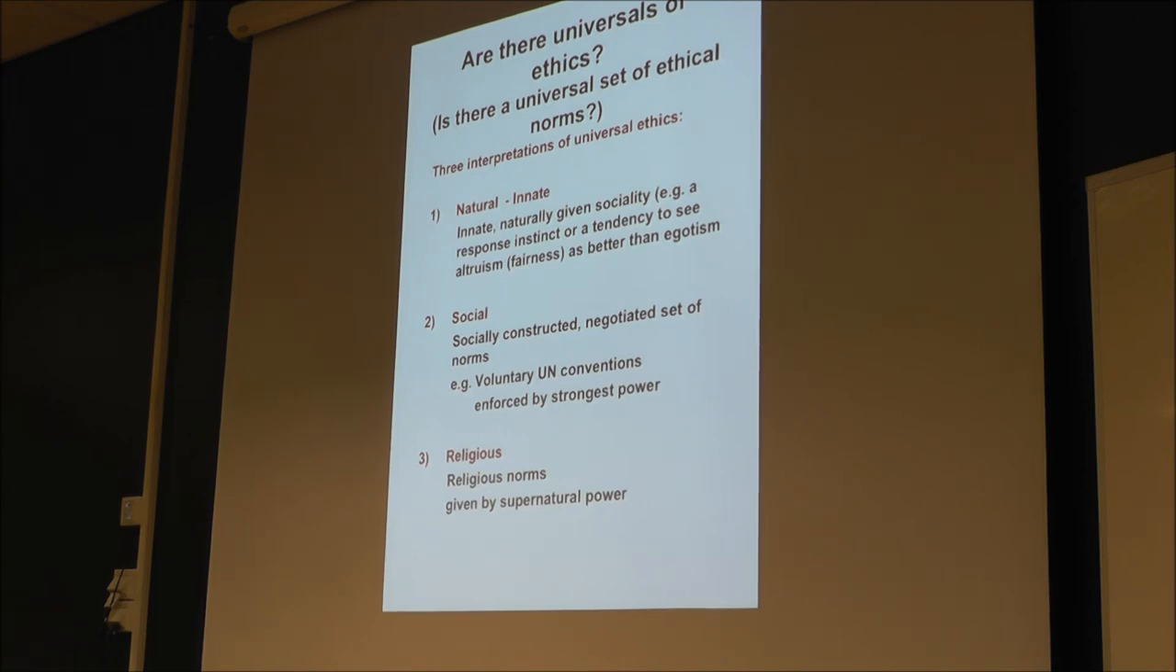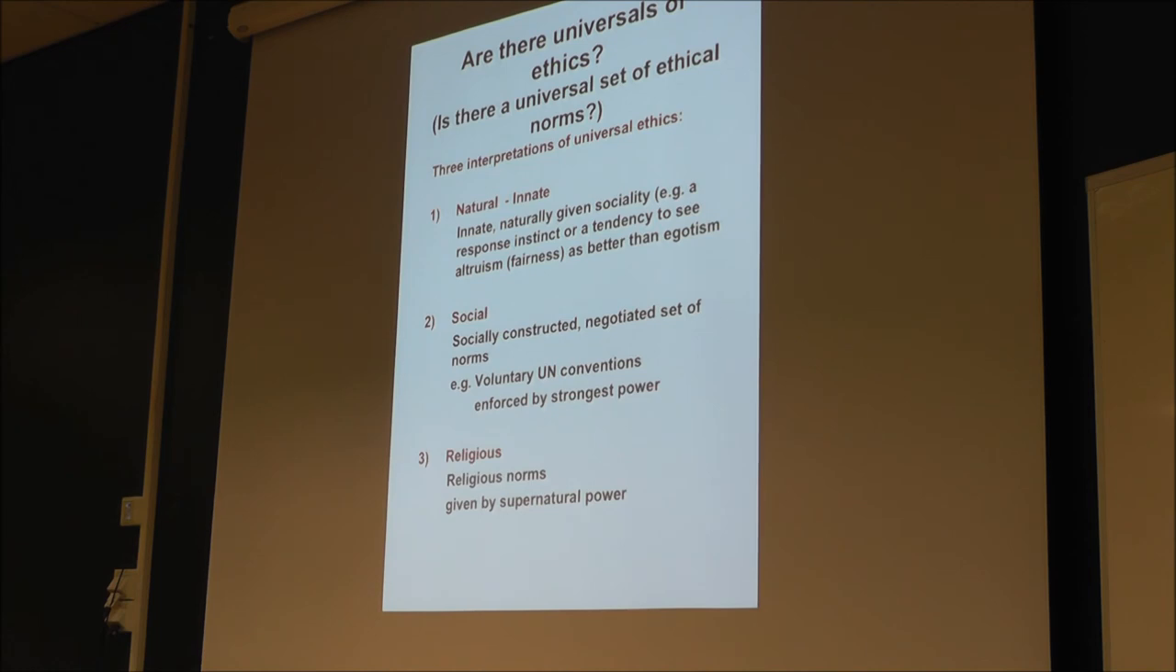Then option number two is to see universal ethics as something socially constructed. So we call together a meeting. We call representatives from all the 200 nations on earth, and we sit down and say, can we agree on this? Can we agree on this? If everybody agrees, then we have a universal ethical code, which has been socially constructed, not by nature, but by discussion. And we do have such a code, or at least an attempt at such a code, namely the United Nations Conventions. A lot of people have criticized them, but they still are there as an example of such a code.